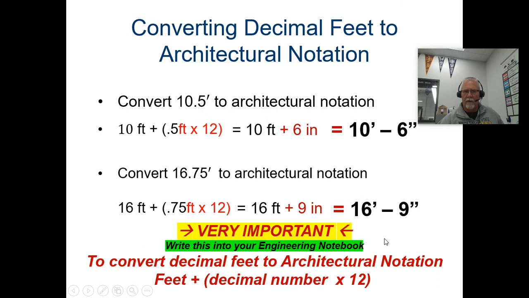Second very important note. Please write this one down in your notebook as well. To convert decimal feet to architectural notation, you take the feet plus the decimal number times 12. So we're taking the feet, 16 plus, make sure you use parentheses, the decimal number 0.75 times 12. Okay? So the difference there, one is converting decimal feet to architectural notation. The other one takes architectural notation and it breaks that down. Architectural notation becomes decimal feet. The difference is one is the clear-cut way to draw things. The other one is the clear-cut way to go and buy materials.